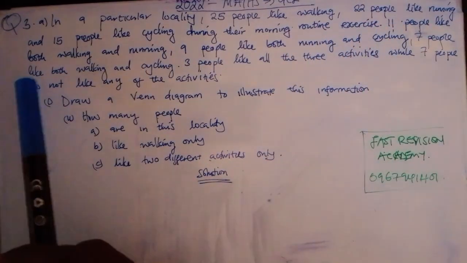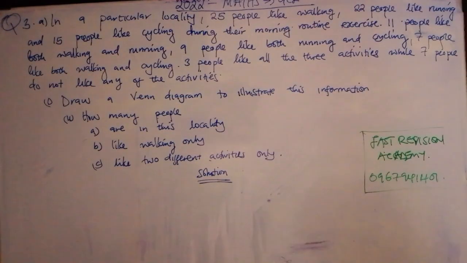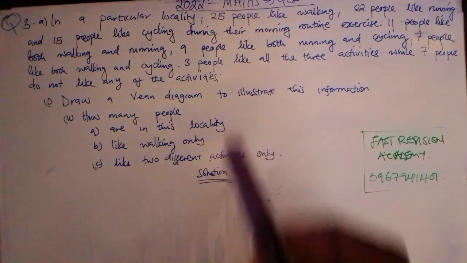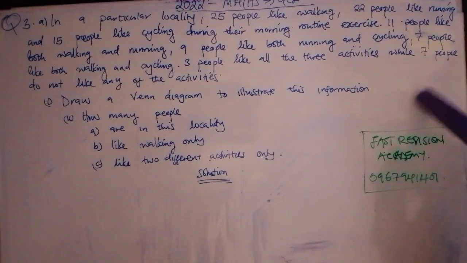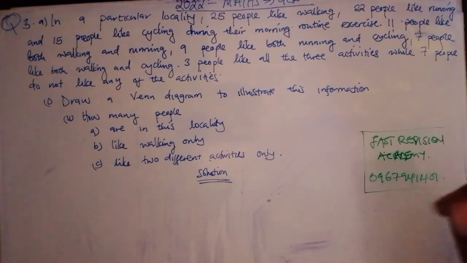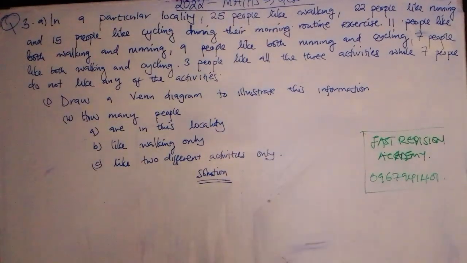11 people like both walking and learning. 9 people like both learning and cycling. 7 people like both walking and cycling. 3 people like all the 3 activities, while 7 people do not like any of the activities. Our first question is asking us to draw the Venn diagram to illustrate this information.